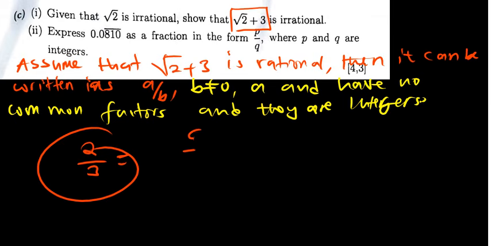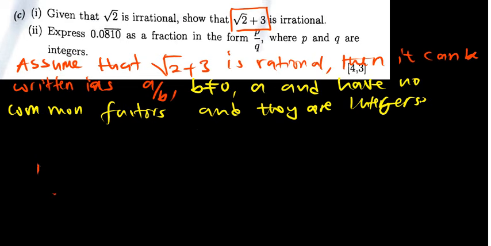So you can't prove irrational directly, but you have to change it to say, okay, let's assume that this is rational. Then it can be written in the form of a over b, where b is not equal to 0, a and b have no common factors, and they are integers. That is what we need to know. So we know that a over b is rational.